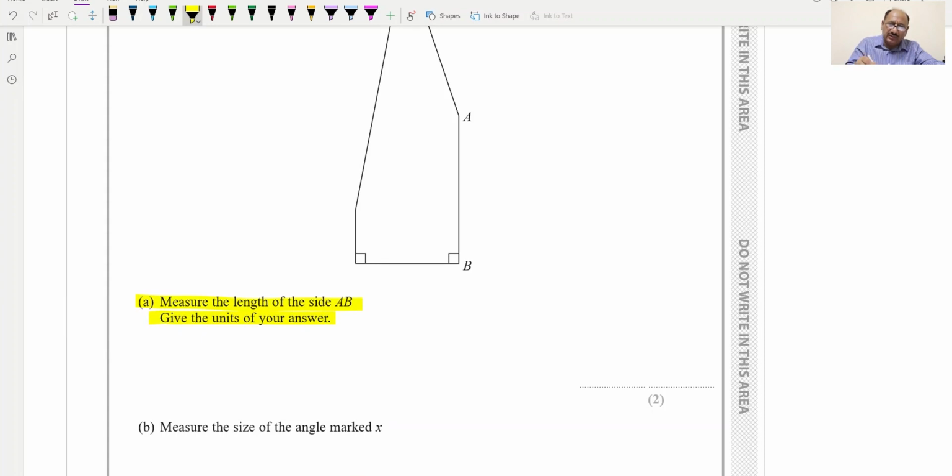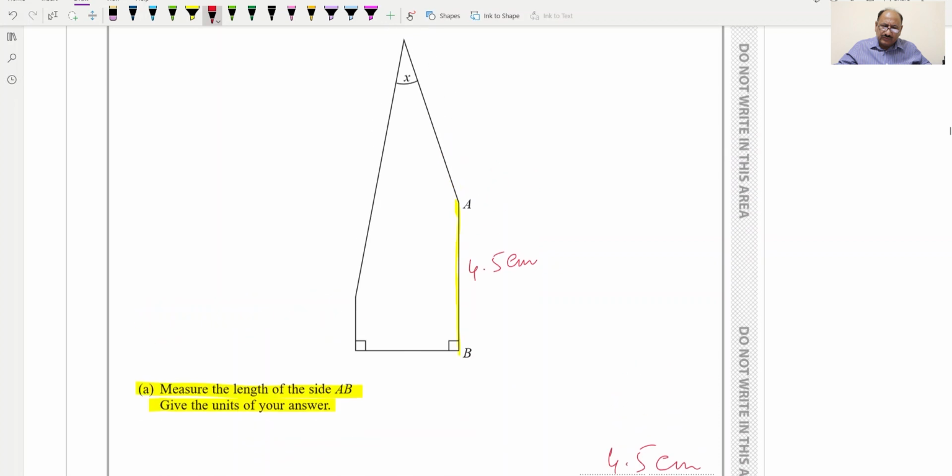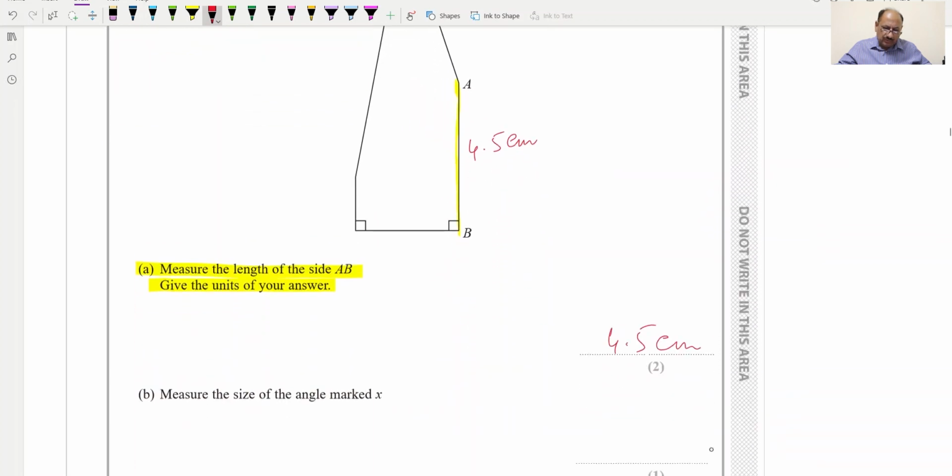So the AB length is this one, which we need to measure with the help of the ruler or scale, and we can measure this, roughly around 4.5. So we can write here 4.5 centimeters. This is our answer, 4.5 centimeters. Then next comes this one.